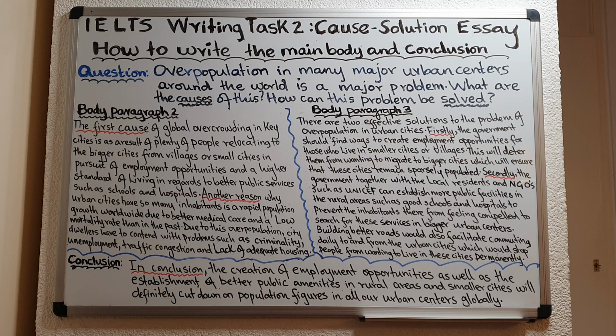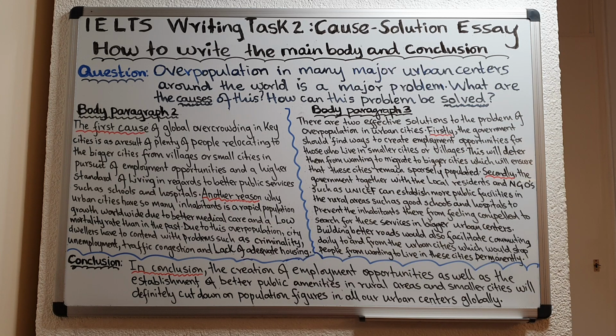So you write secondly, comma, the government together with local residents and NGOs such as UNICEF can establish more public facilities in the rural areas such as good schools and hospitals to prevent the inhabitants there from feeling compelled to search for these services in bigger urban centers. Now that is a complex sentence. Remember, this is a band 9 answer. A band 9 answer should have several complex sentences.